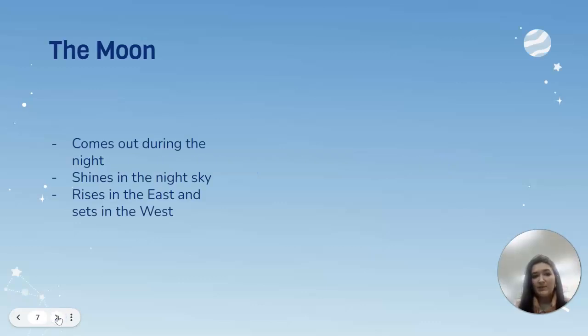So the moon comes out during the night, okay? When you go out during the daytime, you're not really going to see the moon, right? It shines in the night sky. Now we know that the sun is super, super bright, right? It hurts our eyes if we look at it too long. Now the moon isn't really the same way, okay? It gives off some light, you can see it shining in the night sky, but it doesn't really hurt your eyes.